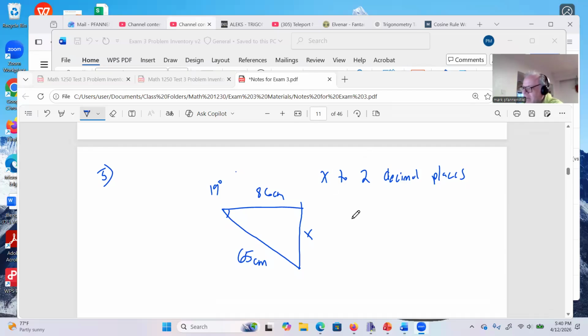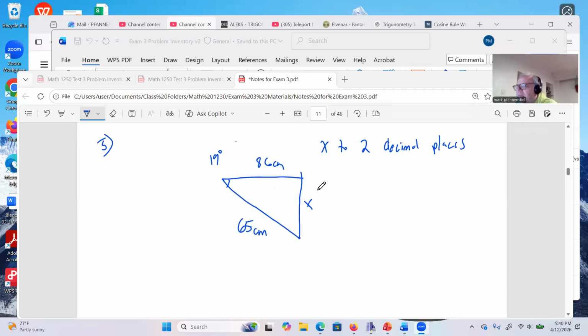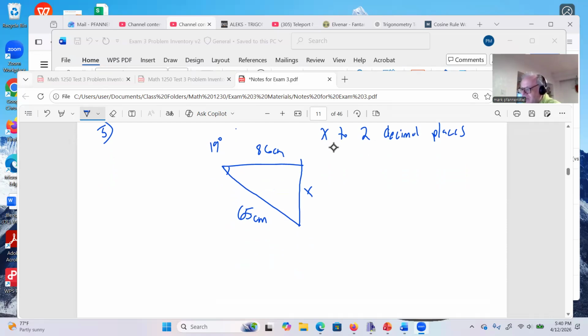All right, welcome back to trigonometry. We have another triangle problem here. This one is we're supposed to figure out the length of x, and everything's in centimeters to two decimal places.